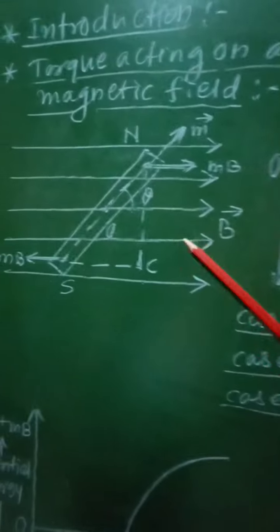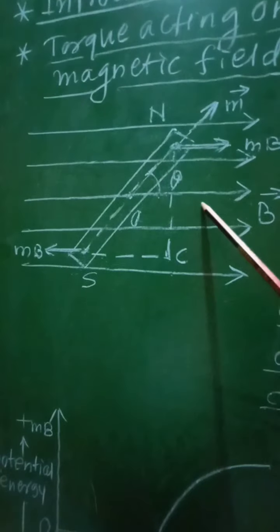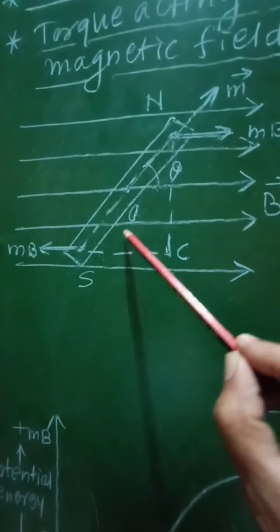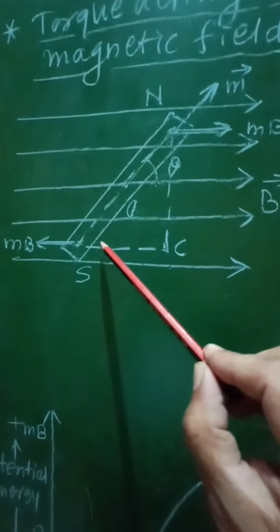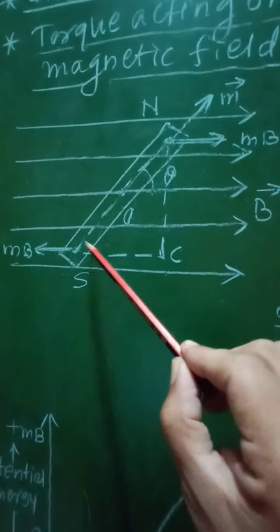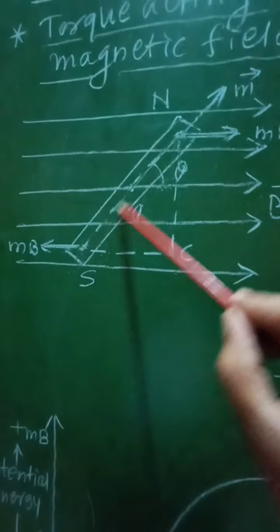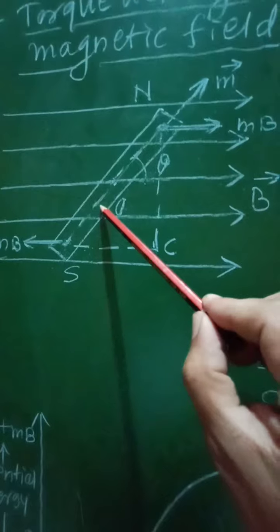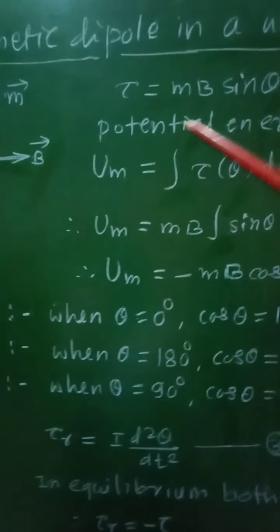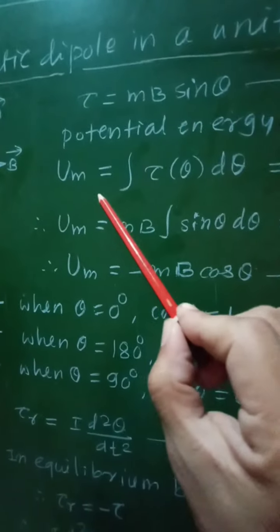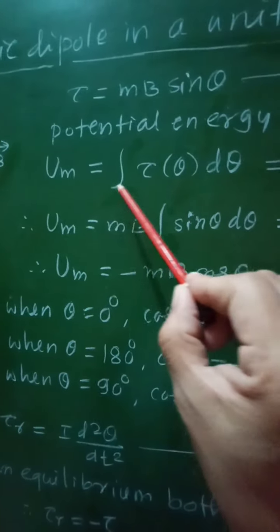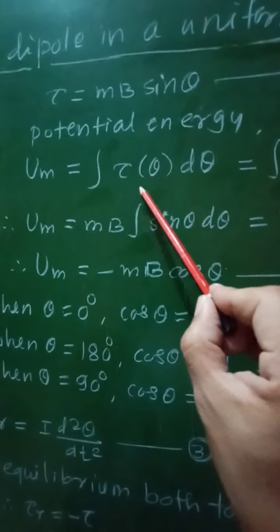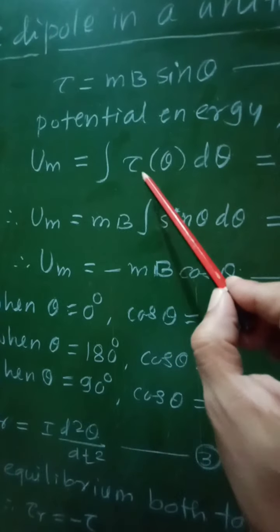So in this case, when this bar magnet is placed in a uniform magnetic field, at that time the couple or torque is acting on it, therefore there will be displacement of this bar magnet from its original position, and hence due to this displacement work will be done on this bar magnet. This work done will be stored in the form of magnetic potential energy, and therefore the magnetic potential energy of that bar magnet will be given as magnetic potential energy equal to torque at any particular angle theta into d theta. Now how it will be potential energy, let us see.